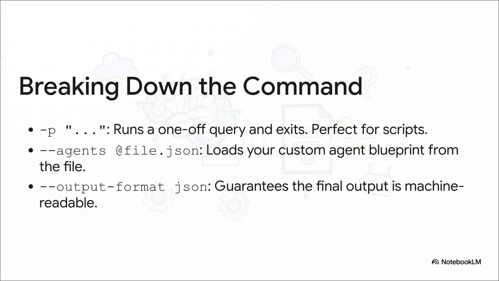Let's just quickly break that command down so it makes sense. The -p flag basically tells it, hey, just do this one thing and then you're done. It's perfect for automation. The --agents flag is where you point it to your blueprint file. That little @ symbol is key. And --output-format, well, that's our insurance policy, making sure we always get structured data back.